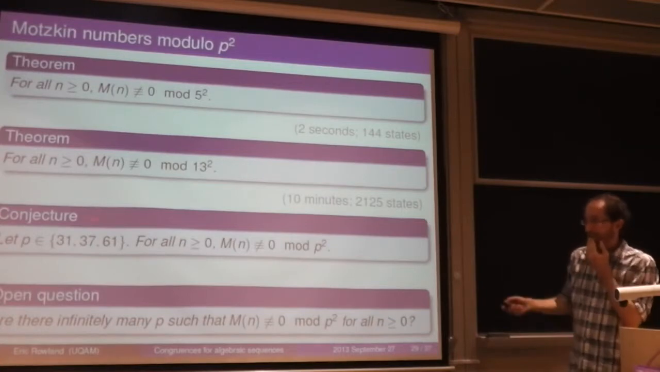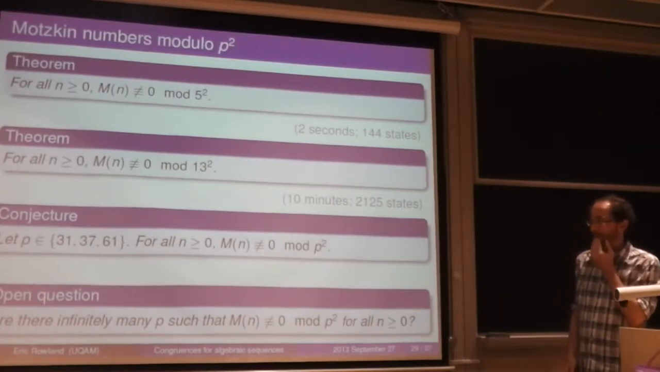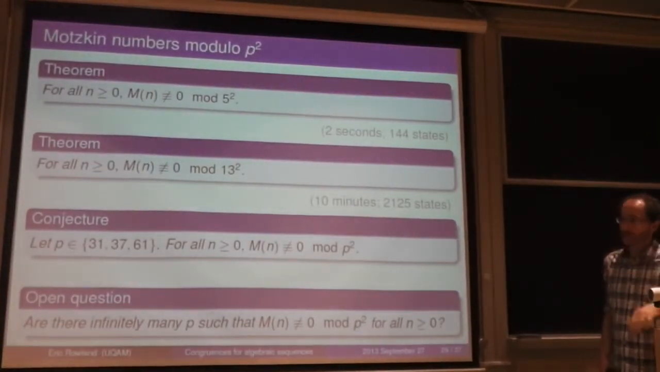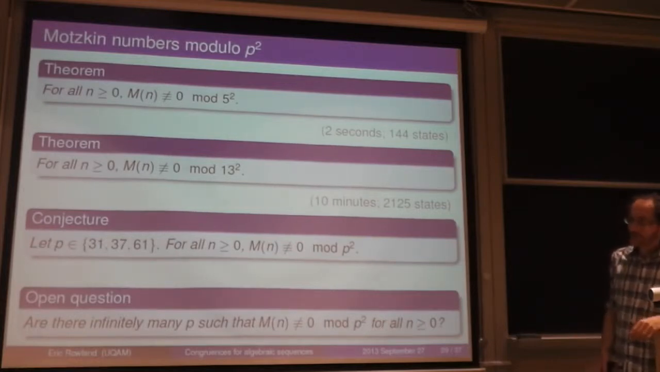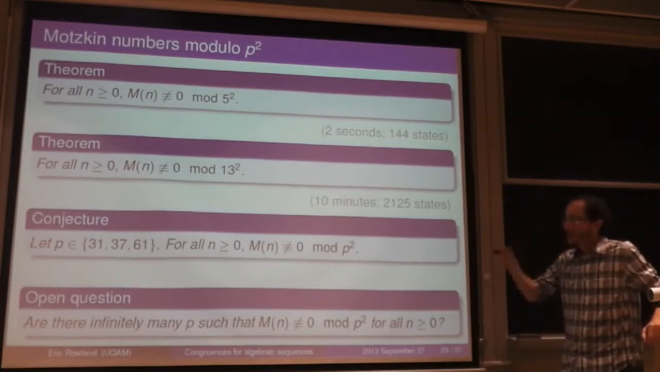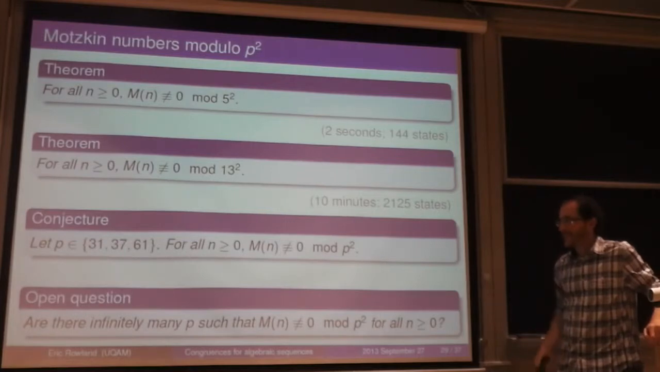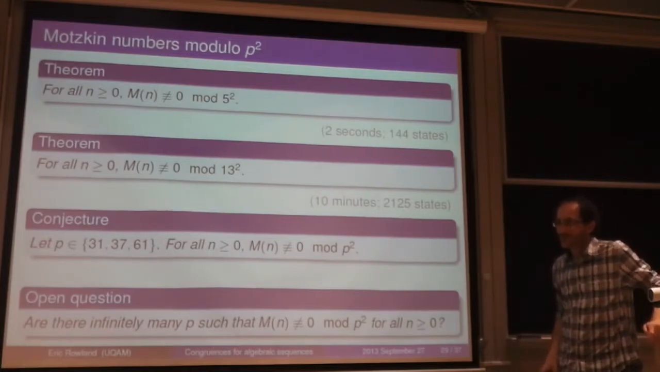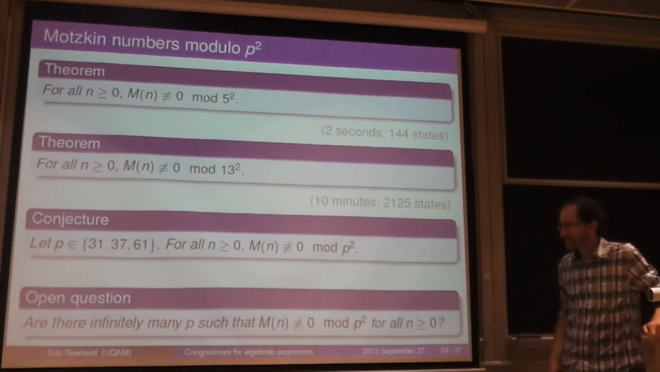Experimental evidence suggests that for these primes also, 31, 37, and 61, no Motzkin number is divisible by p squared. I haven't been able to prove these. But in principle, you could. In principle, I could, if you had a big enough computer. Well, you could either prove or disprove. Yeah. The 31, I think, I let it run for about a day and it had reached 10,000 states. So if I let it run for a week, it might finish. I'm optimistic, but it hasn't happened yet.